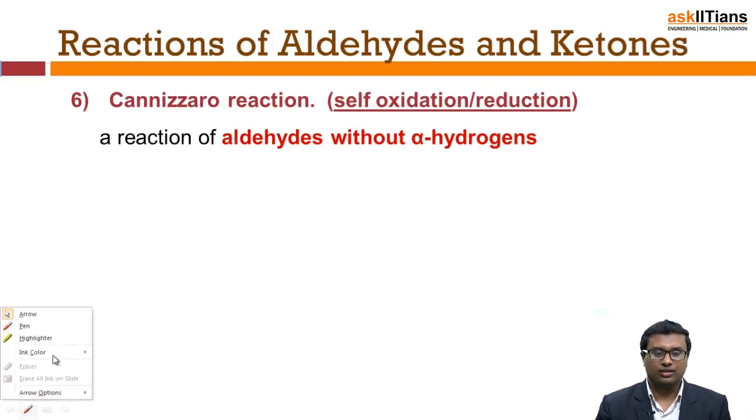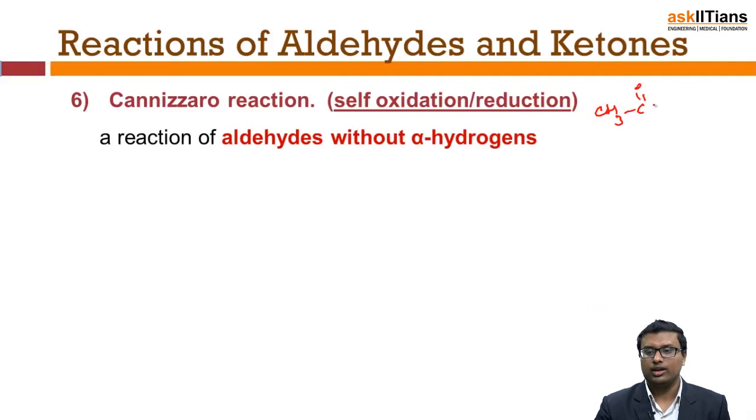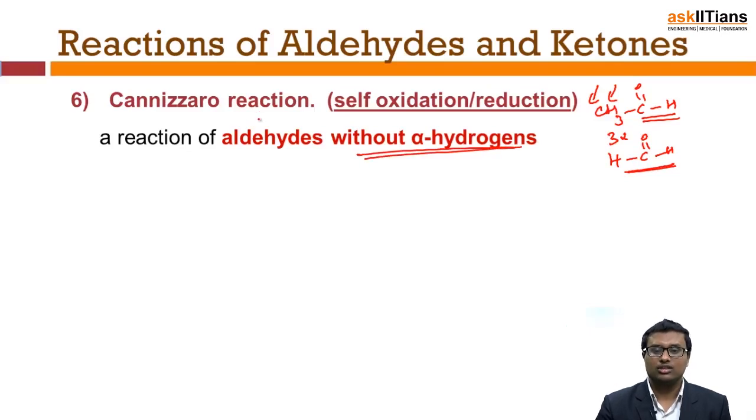For example, if I consider CH3CHO, the aldehyde group is the functional group here. So this carbon will be the alpha carbon, and there are 3 hydrogens attached to it. That means there are 3 alpha hydrogens. But what about this? This carbon has no other carbon attached to it, so there are no alpha carbons and no alpha hydrogens. So formaldehyde undergoes the Cannizzaro reaction because it has no alpha hydrogens.